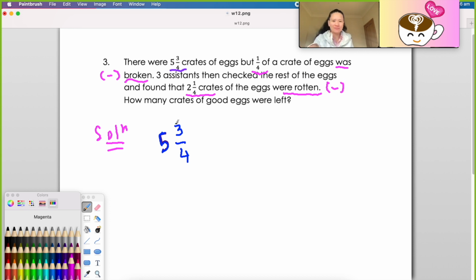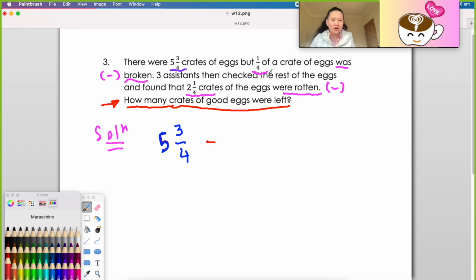Go next. Read the next one. How many crates of good eggs were left? Okay, very good. What we're going to do now is analyze the question and change it from a word problem into an equation, or symbols. Okay, now you know that 5 3 out of 4.